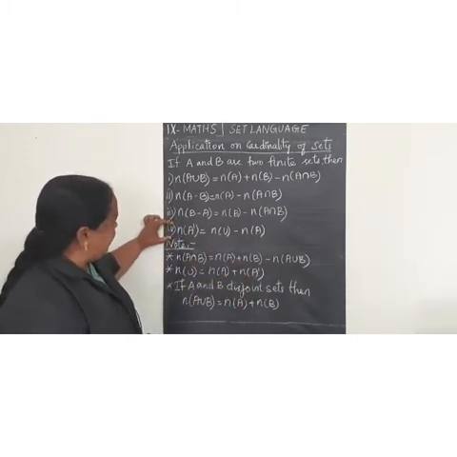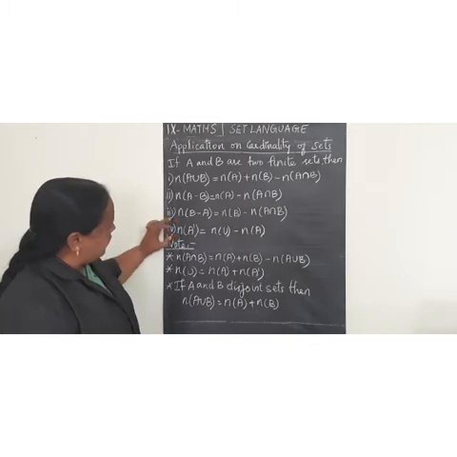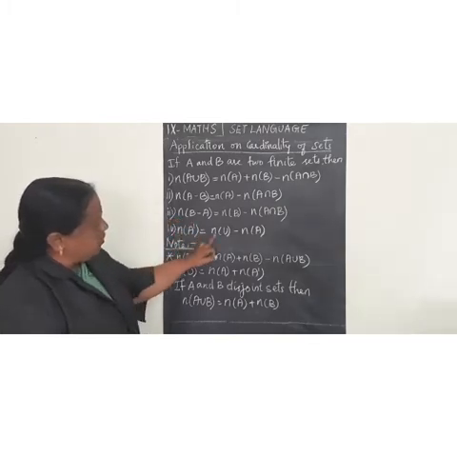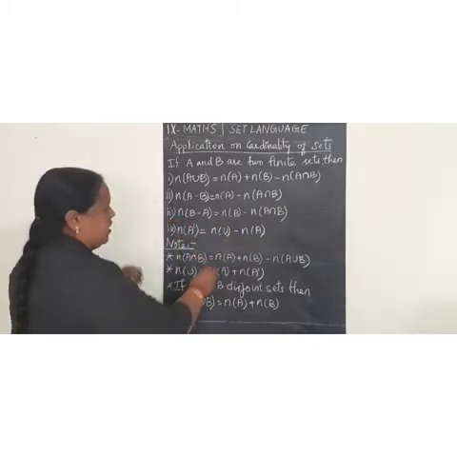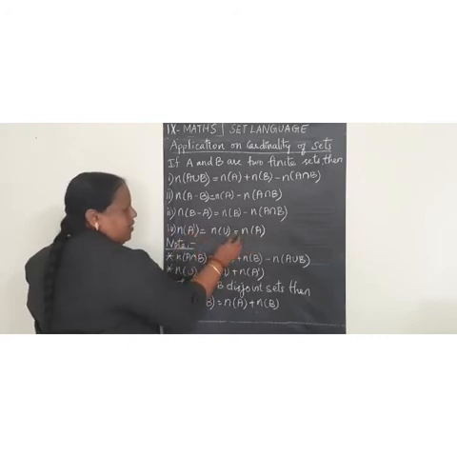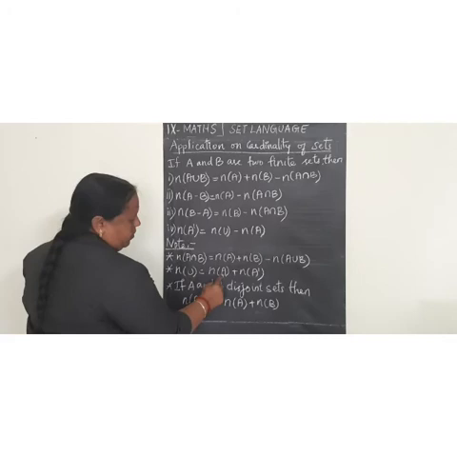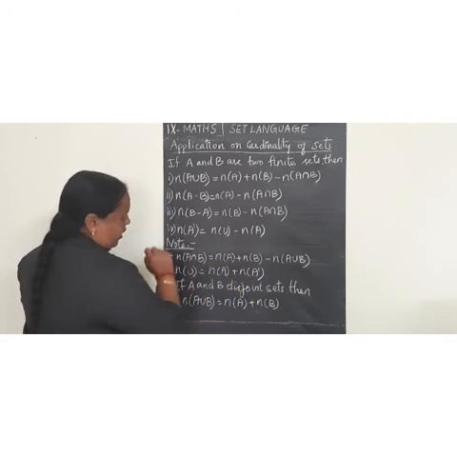Then, what is the fourth part? n of A dash is equal to n of U minus n of A. I am just bringing this n of A to this side. Here the minus sign is there. When you bring it to this side, it will become a plus. So n of A plus n of A dash is equal to n of U.